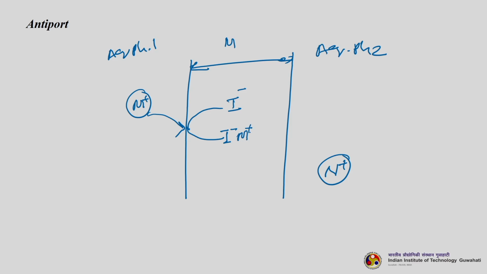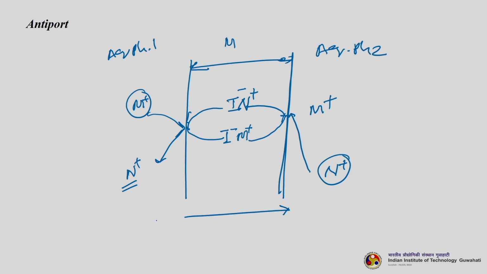I minus M plus then moves across the membrane due to the concentration gradient. Once it reaches the aqueous phase interface 2 here, it will release M plus, and it will bind to this N plus, thereby forming another complex called I minus N plus. Now, this I minus N plus complex will reach here and release N plus. I hope you understand how it is happening. So, here M plus is moving in this direction, whereas N plus is moving in this direction.